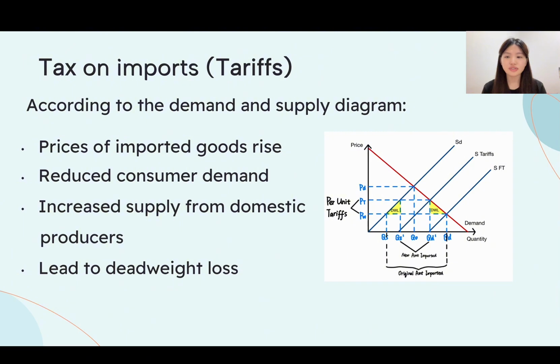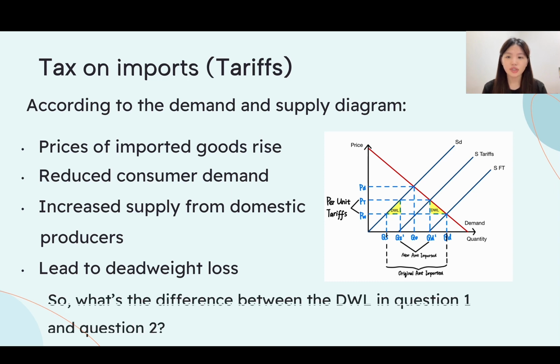Conversely, producers' welfare increases. The deadweight loss due to import tax is due to the fact that the increase in the price of imported goods makes an unrealized transaction between demand and supply, which reduces the efficiency of the market. It's clear that both consumption tax and import tax lead to deadweight loss.